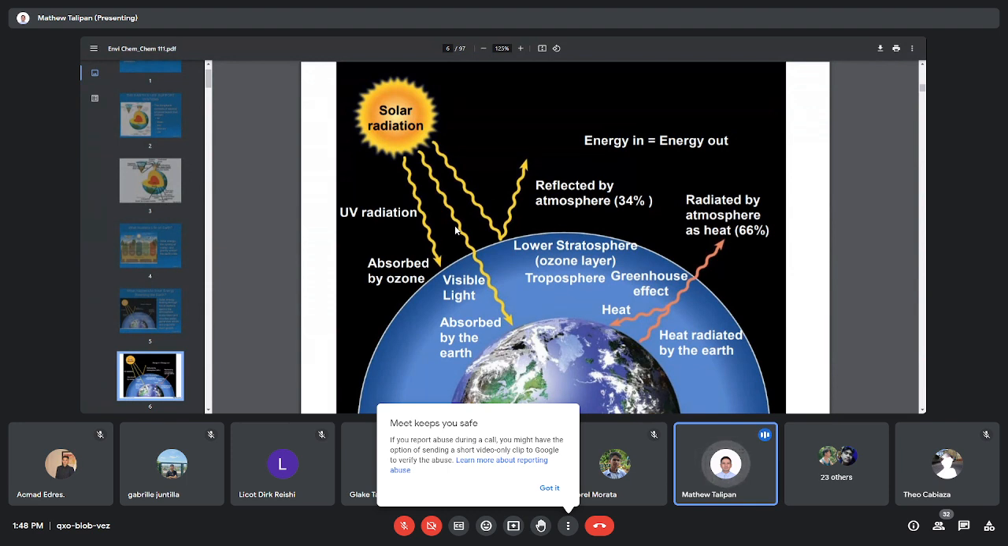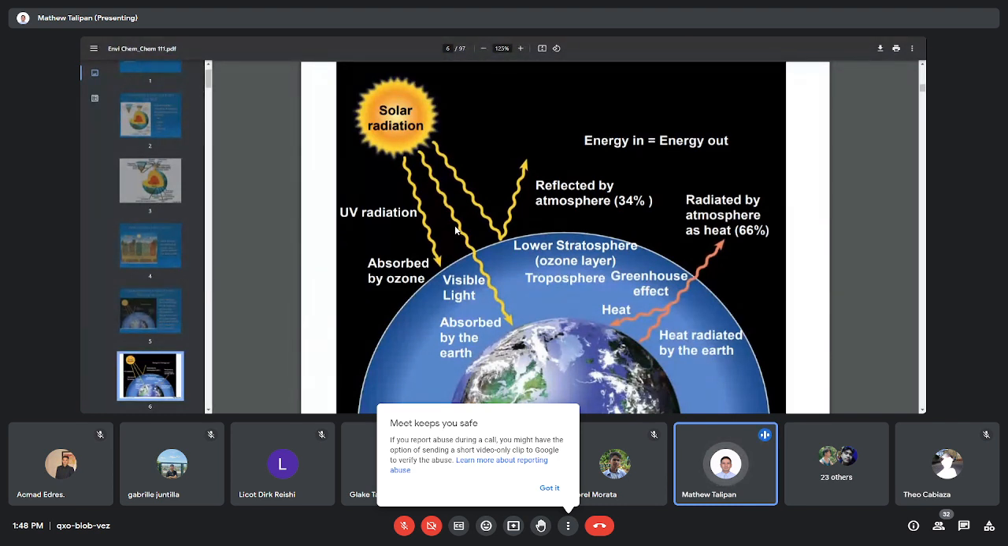And for this reason, if you look at the diagram here, the majority of the solar radiation is absorbed by the ozone that is, of course, filtered, and then what reaches the lower troposphere is in the form of visible and infrared radiation.